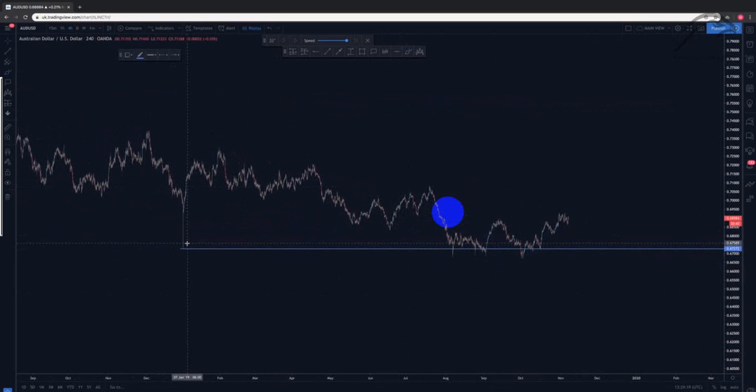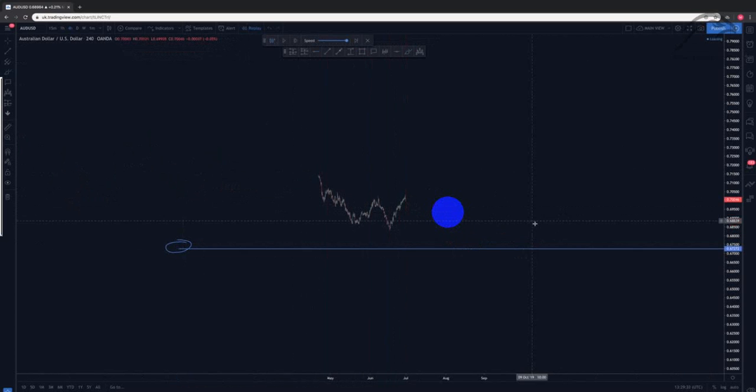Always important to look left. We can see that we've got this big wick. So we're looking at this as the low and looking for this to continue to the downside. And in this section, let's play this back to around this area here.